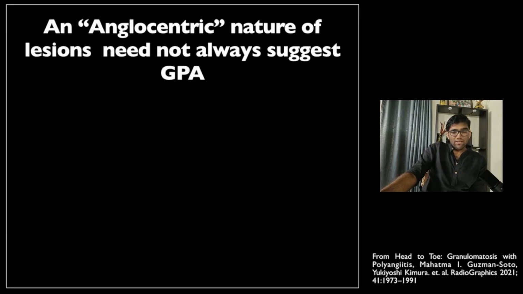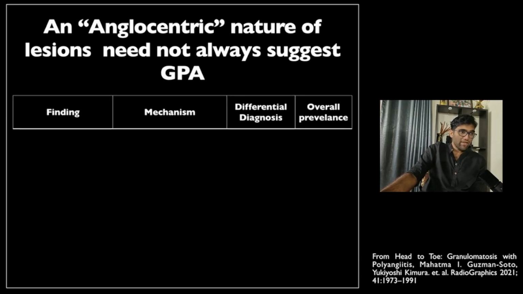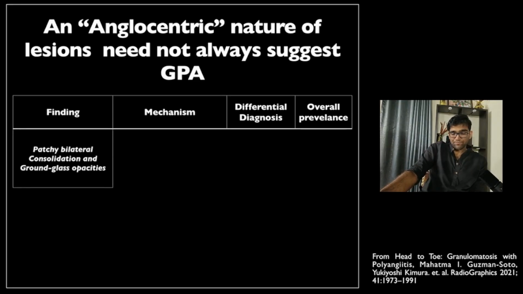An angiocentric nature of lesions need not always suggest GPA. There are three findings that suggest angiocentricity but are relatively uncommon in GPA and therefore require other more common diseases to be ruled out because they're more likely to present like this.